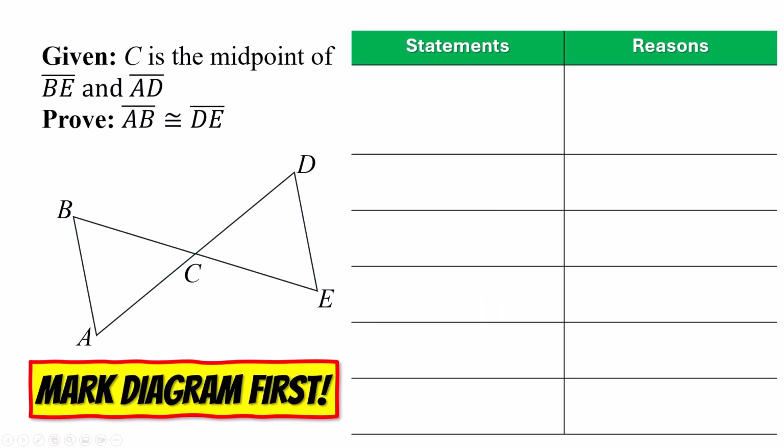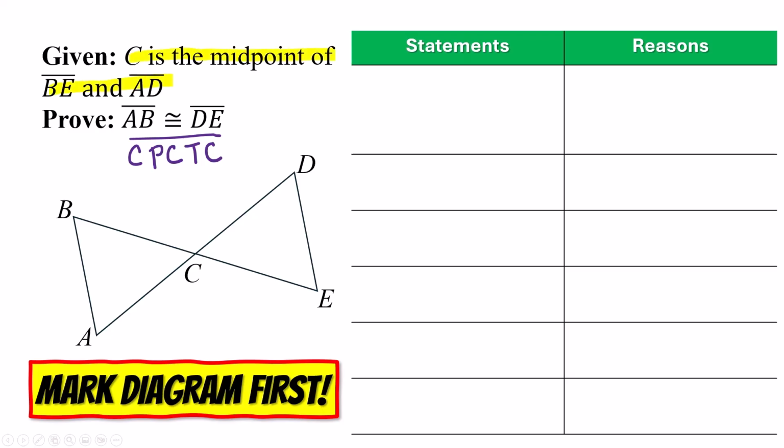Given that C is the midpoint of BE and AD, prove that AB is congruent to DE. Well, when they're asking you to prove parts, not just to prove that the 2 triangles are congruent, but to do something with parts, that's when you're going to go one step farther and do CPCTC: congruent parts of congruent triangles are congruent. Let me show you. Mark your diagram up first.